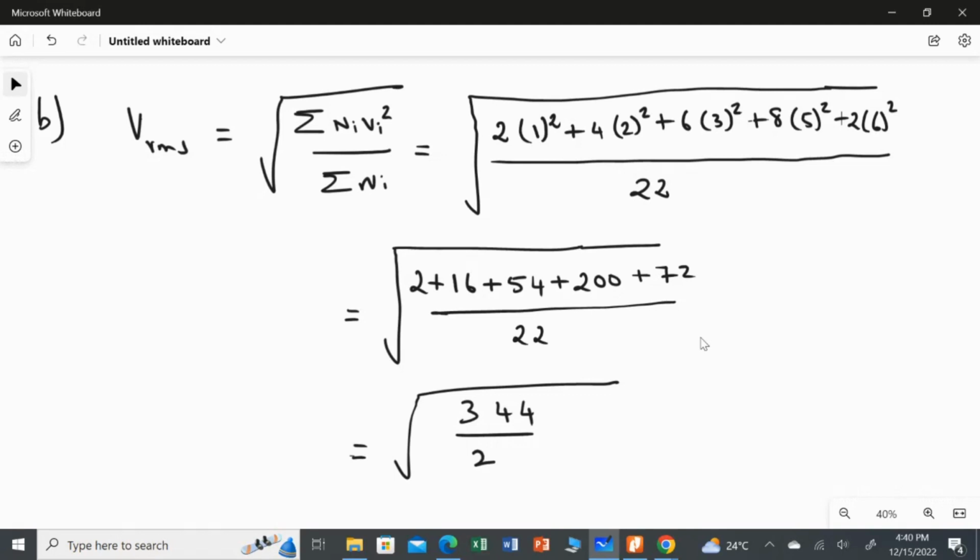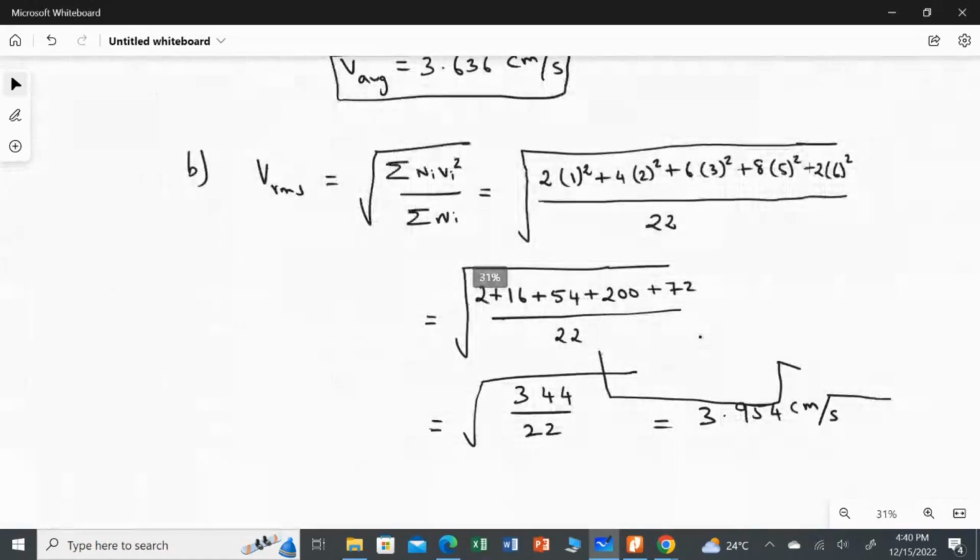344 over 22. So let's calculate the final answer. Square root of 344 over 22. I got the answer as 3.954. I don't need to put the square root, since I already calculated it. So the final answer here is 3.954 centimeter per second. This is the answer for the second part.